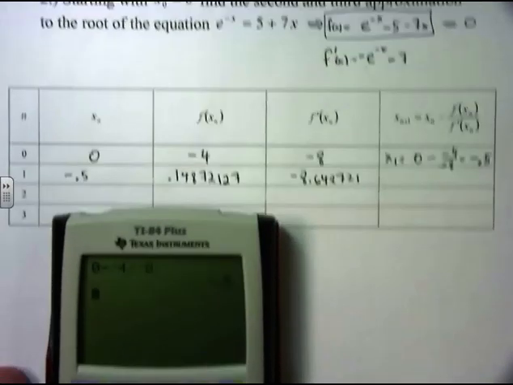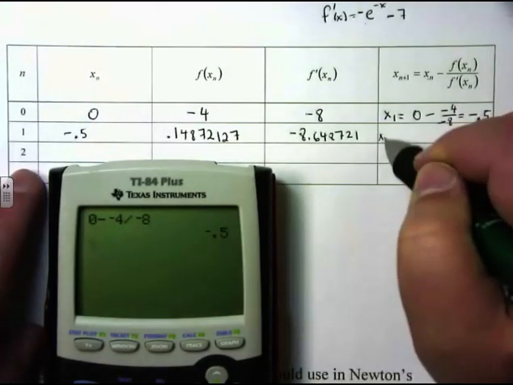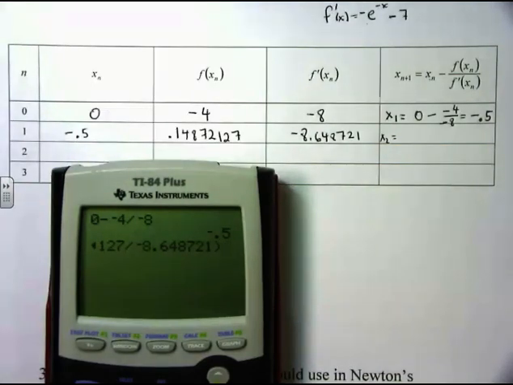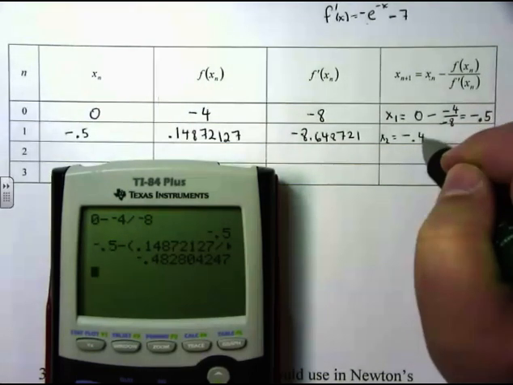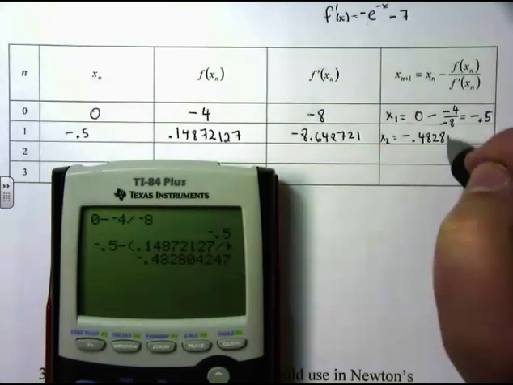And now for my next iteration, slide it up, you guys can see this. That'll be my second iteration: the first iteration, negative 0.5, minus the functional value, 0.14872127, divided by the derivative, negative 8.648721, close parentheses. And so my next iteration is negative 0.482804.